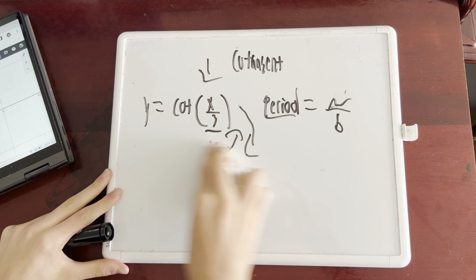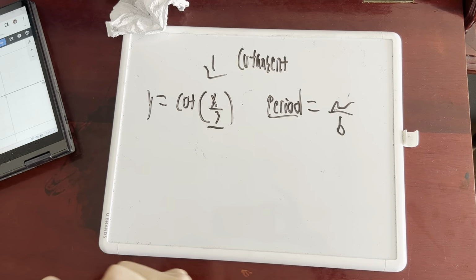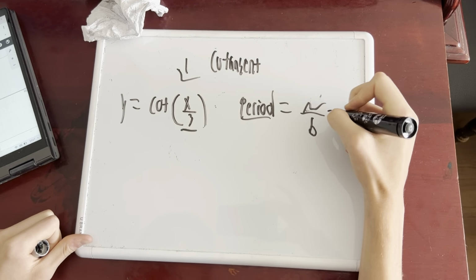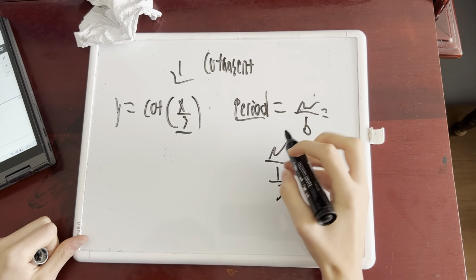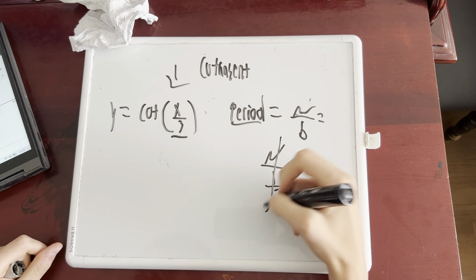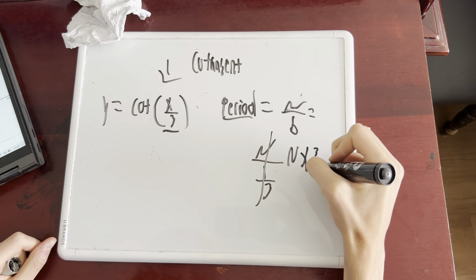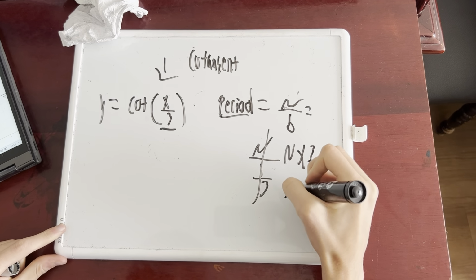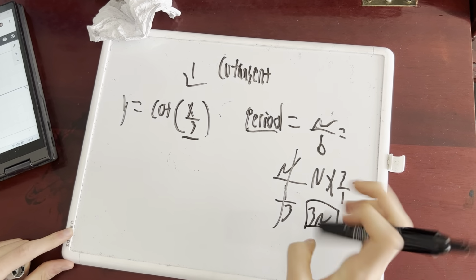So if we're going to translate this, our period is just going to be equal to pi divided by 1/3, and we're dividing a number by a fraction, so we multiply by the reciprocal. So it's the same thing as doing pi multiplied now by 3 over 1, which equals 3 pi. So this is the length of our period right here.